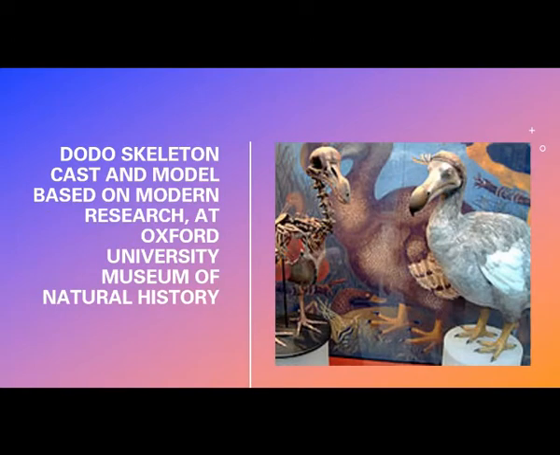Not only wood cycads. Another example of an extinct animal was the dodo bird. Dodo skeleton cast and model based on modern research at Oxford University Museum of Natural History. What happened to this bird? It has already become extinct. It is an extinct flightless bird that was endemic to the island of Mauritius, east of Madagascar in the Indian Ocean.